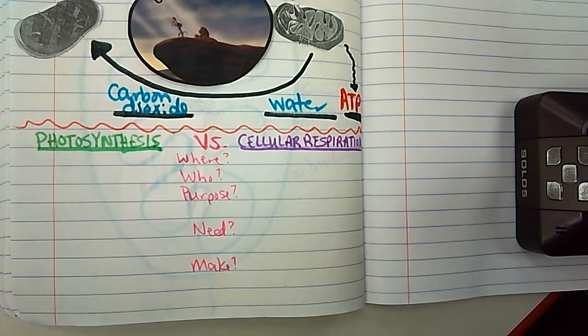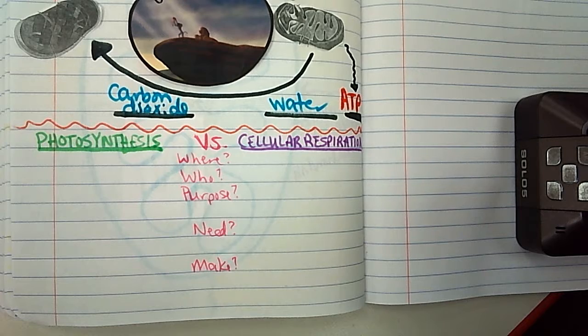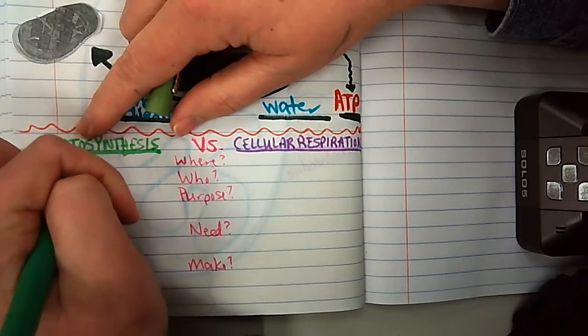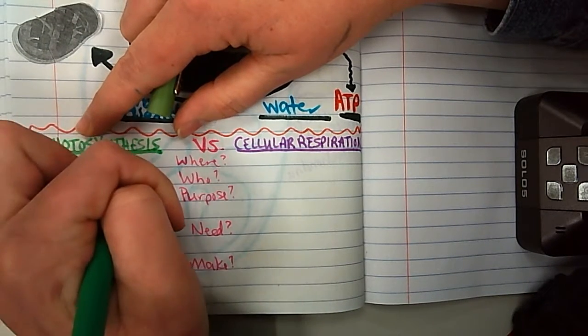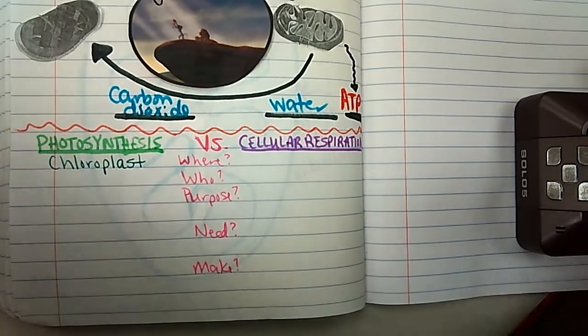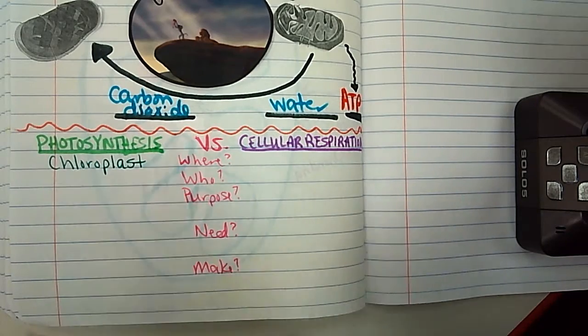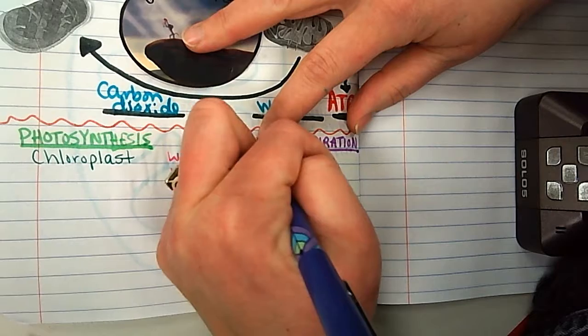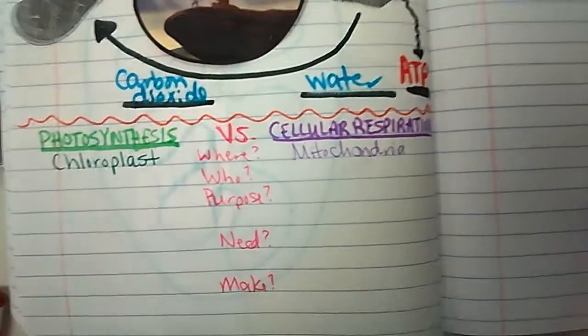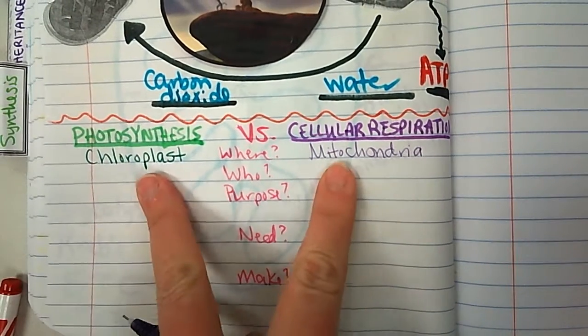So, photosynthesis happens in chloroplasts. Okay? Happens in the chloroplast. Cellular respiration happens in the mitochondria. All right? So that's the two cellular organelles that we're talking about here.